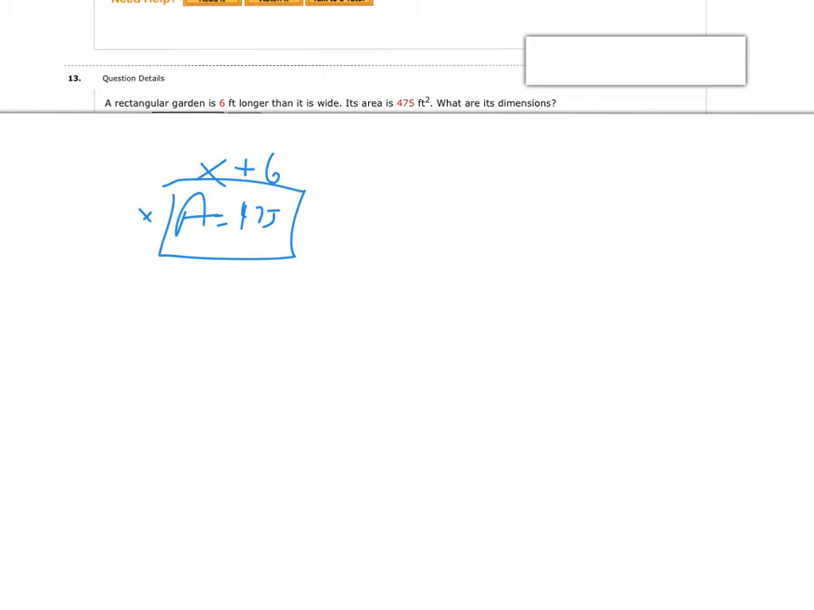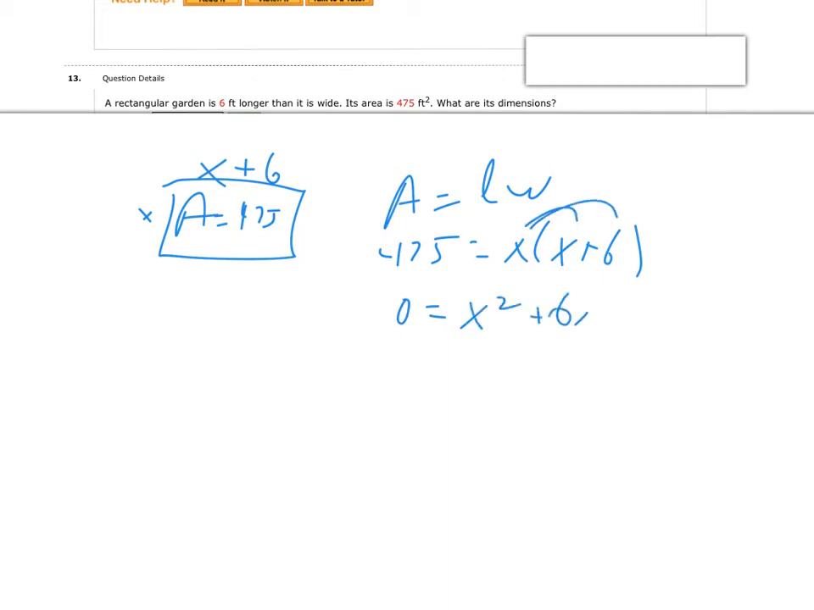All right, and so I know then that the area equals the length times width. And so that's going to be 475 equals x times x plus 6. So this is quadratic, so I need to get one side to 0. So I'm going to distribute that, and then I'm going to subtract the 475. Okay, and so now we will make our diamond here. So we got negative 475 and 6.